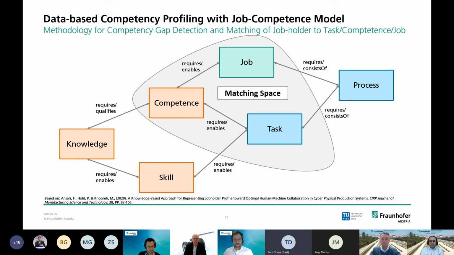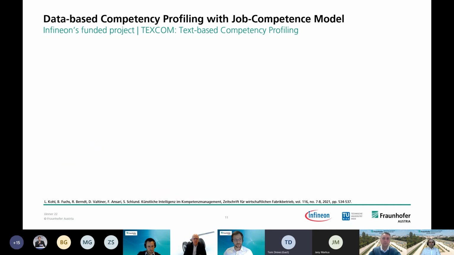From this rather theoretical methodology, I want to give you a practical example from an industry-funded project with Infineon. Infineon is a semiconductor manufacturer, and the project is called TexCom, Text-Based Competency Profiling.